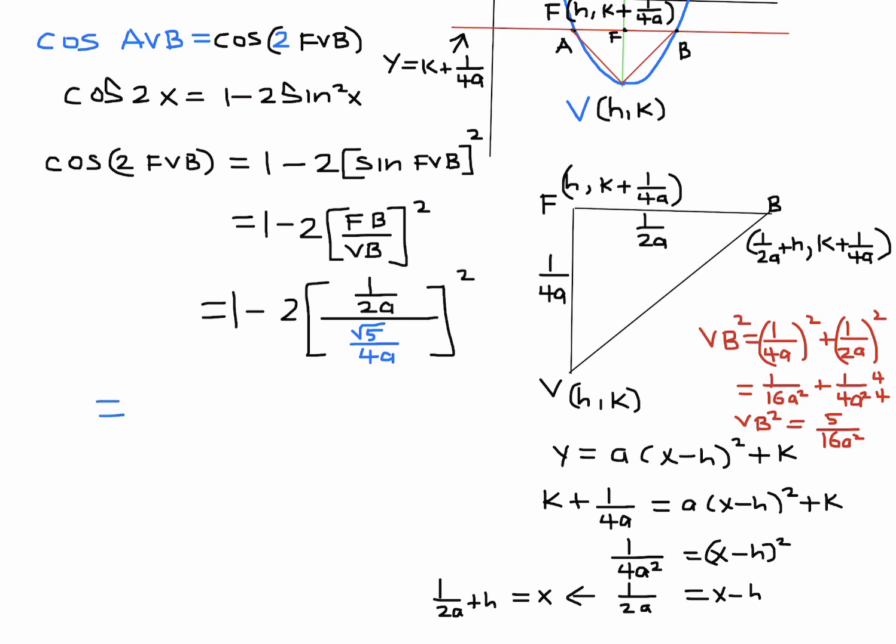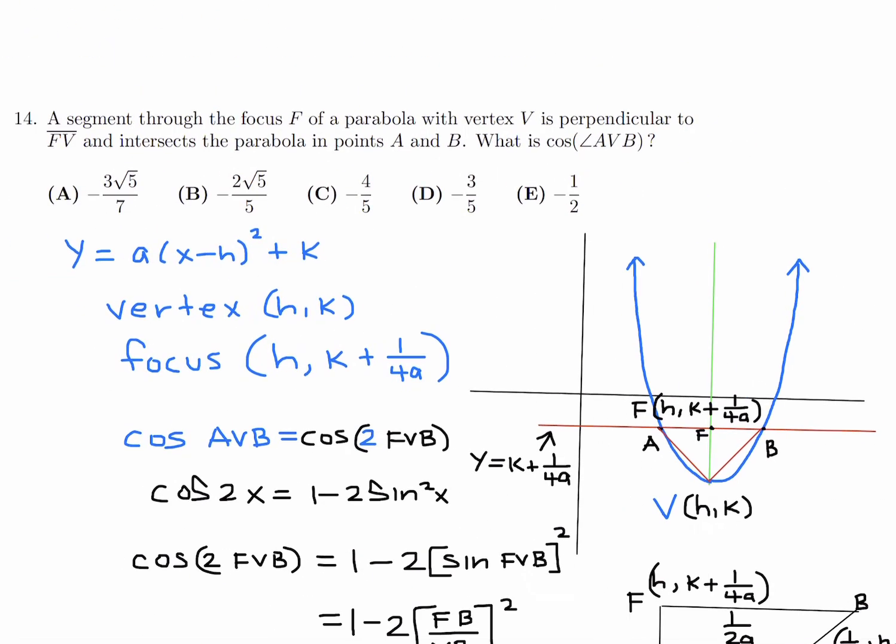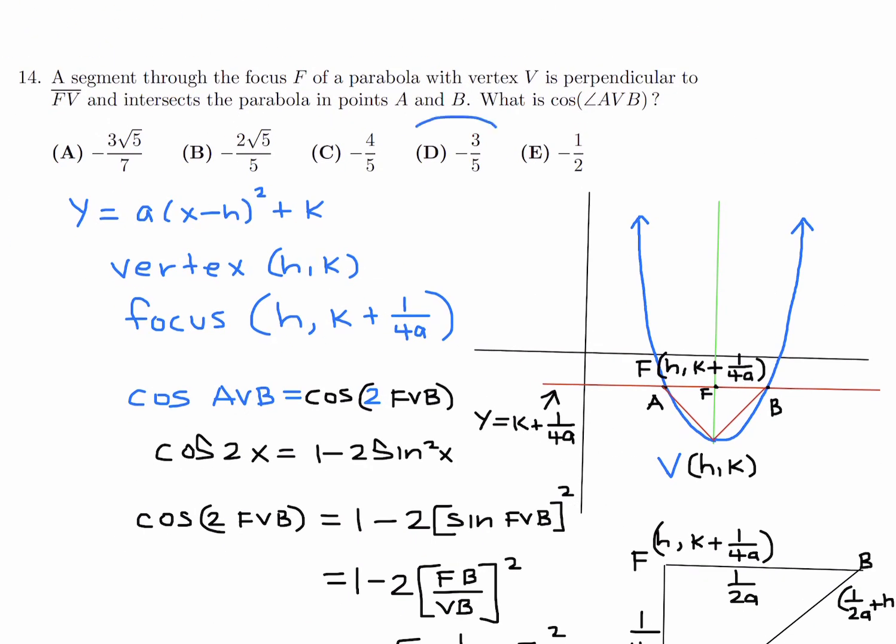Now we have to just figure this out. All right, let's see. So you got 1 minus 2, square that, and you get 1 over 4a squared over 5 over 16a squared. And this is 1 minus 2, invert and multiply, 16a squared over 4a squared times 5. Good news is the a's cancel, and you're just left with 16 divided by 4, 4. So 2 times 4, which is 8 over 5. And 1 minus 8 over 5 will be negative 3 over 5. So negative 3 over 5 is my answer, and therefore number 14, the answer is D.